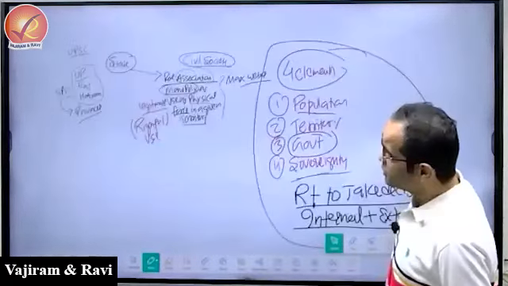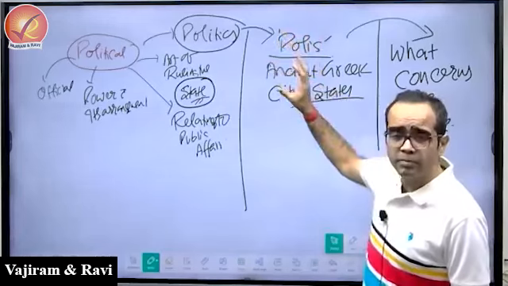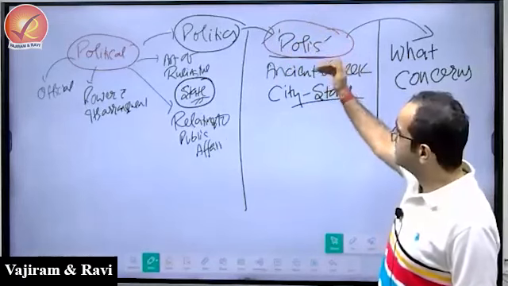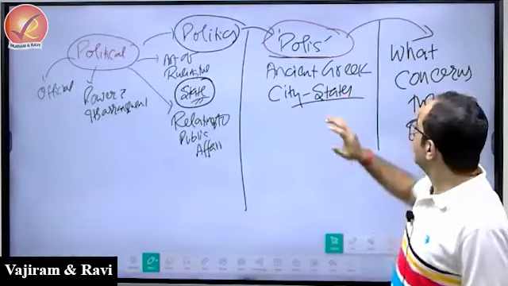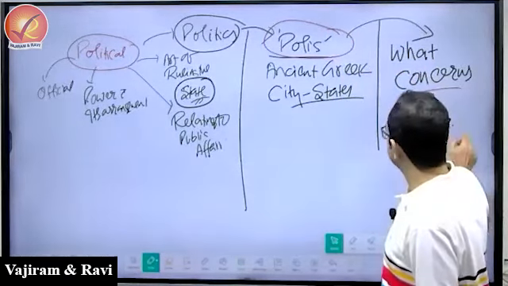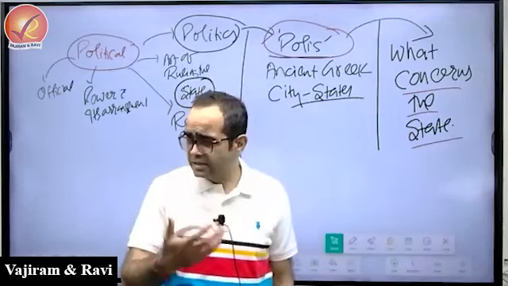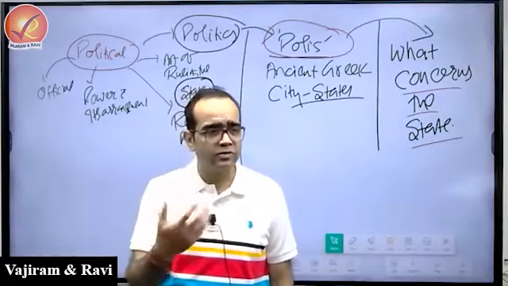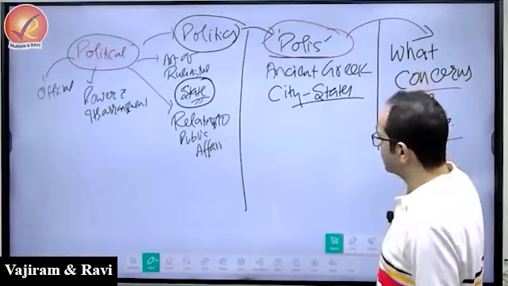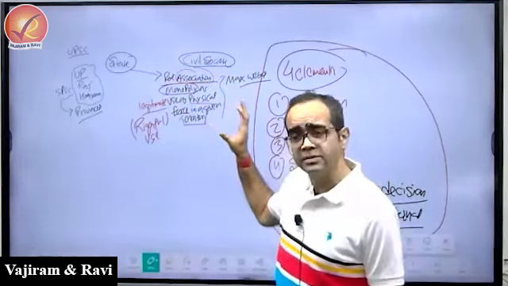So recapitulating what we discussed, the word political comes from the word politics, and politics is derived from the Greek word polis. Polis means ancient Greek city-states. And since the beginning, politics came to be associated with what concerns the state, broadly, what concerns the government. Legislature, executive, cabinet, all these are part of the government. And you have to understand the difference between the state and civil society.